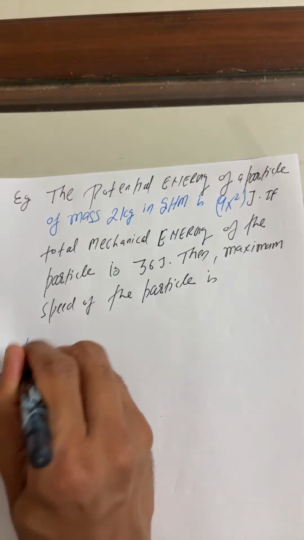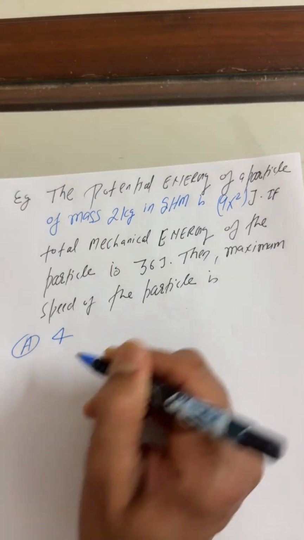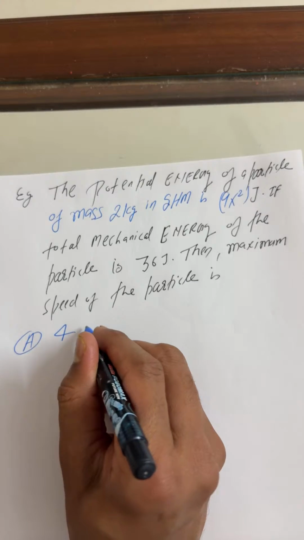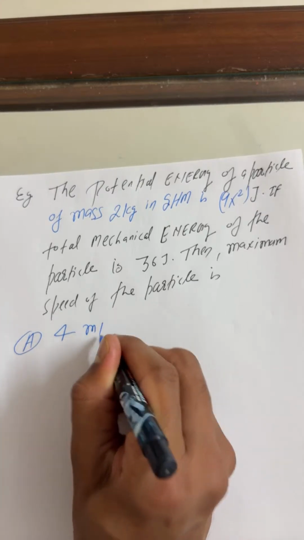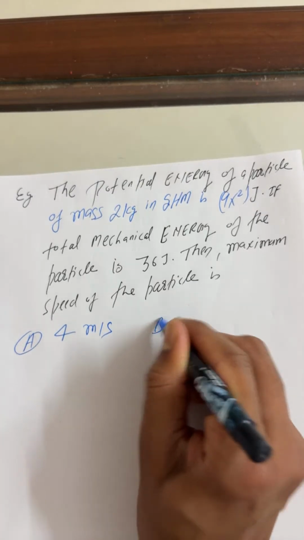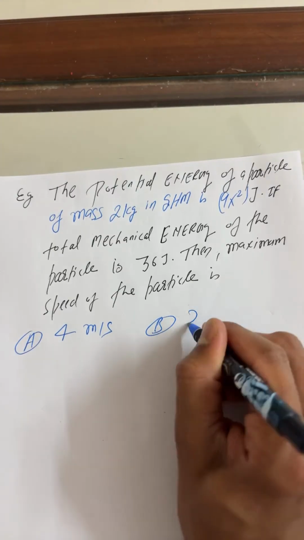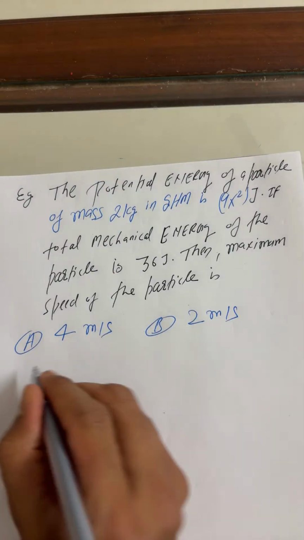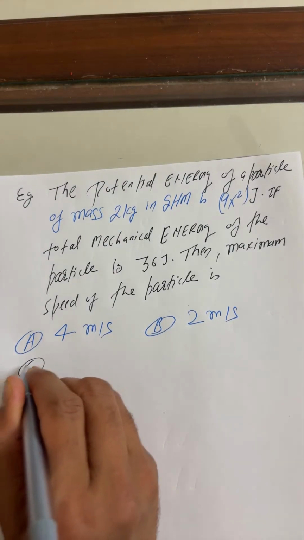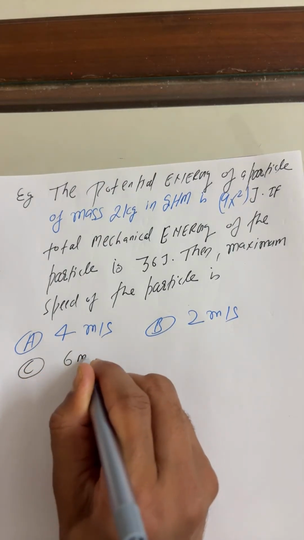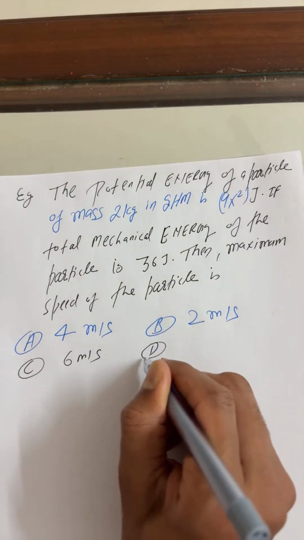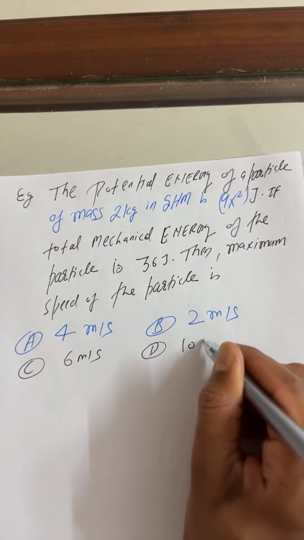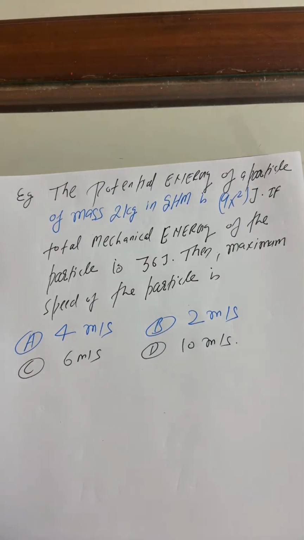I'm writing the options. Option A is 4 meter per second, option B is 2 meter per second, next option C is 6 meter per second, and the last is 10 meter per second.